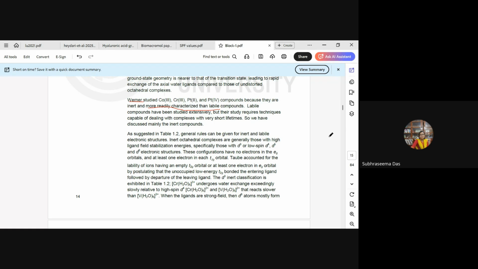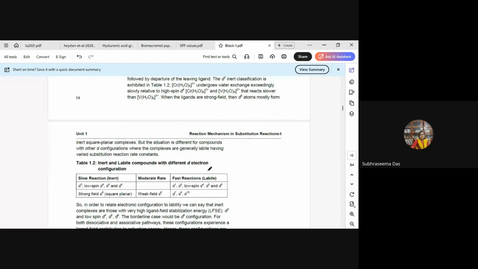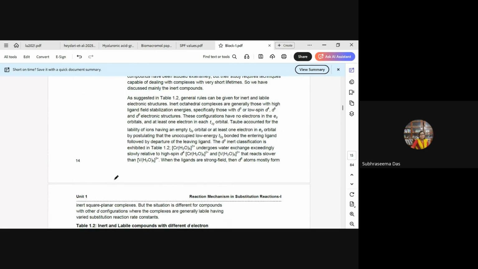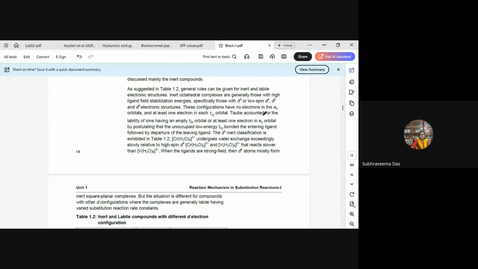So Alfred Werner prepared some compounds using Pt2+ and Pt4+, and their inertness and lability were studied, and some relationships or general rules were drawn. As suggested in table 1.2, general rules can be given for inert and labile electronic structures. So what are the general rules for labile and inert structures?